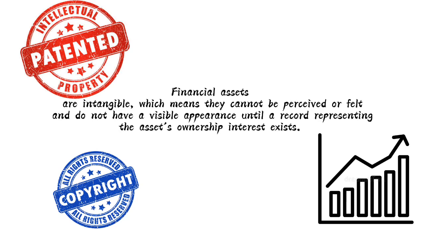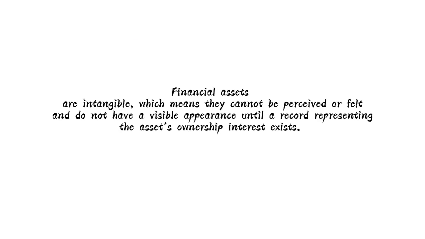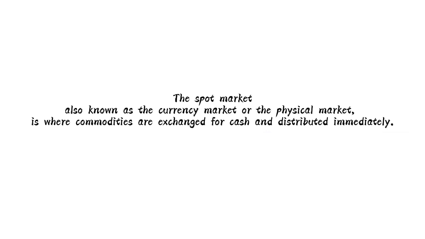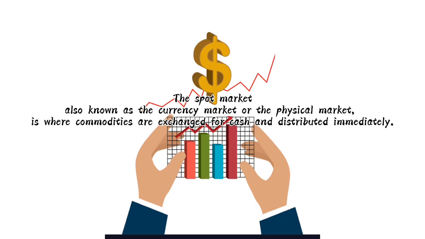Examples are patents, stocks, bonds, and other markets, also known as a currency market. The physical market is where commodities are exchanged for cash and distributed immediately. Example of this is buying stocks on the market. As you buy stocks, you immediately see reflected in your account the stocks that you have bought.